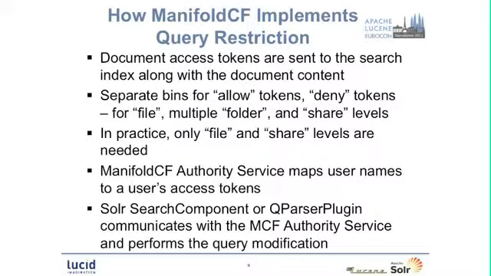Manifold implements query restriction by sending document access tokens to the search index along with the document content, which means that the repository connector that you plug into Manifold has the responsibility of picking up not only the document's content and its metadata, but also security information. And we call these things access tokens. We call them access tokens because we don't want to call them ACLs because those are lists.